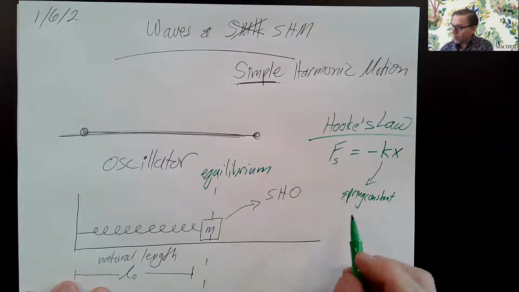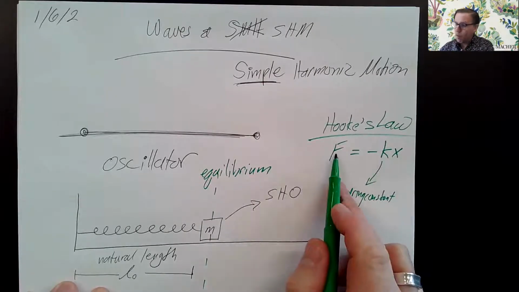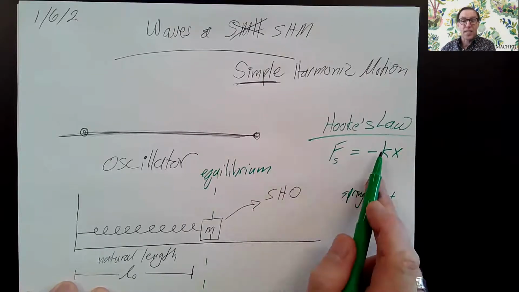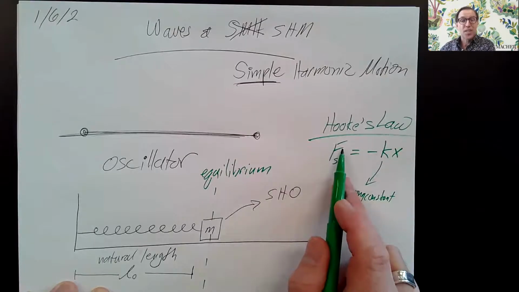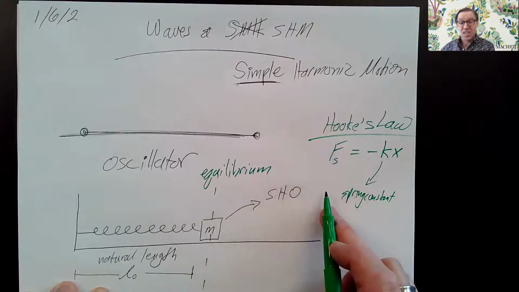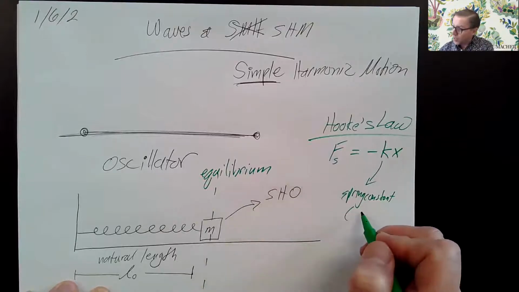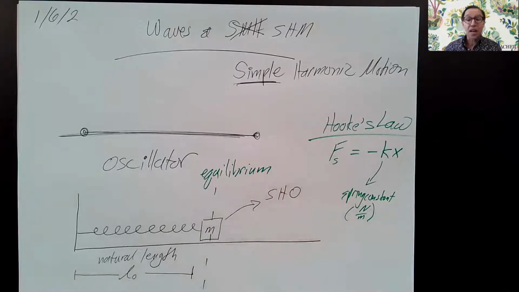If I were to solve this equation for K, I'd get F over X on the other side. So I can see that the spring constant is force divided by distance. So the unit for the spring constant is newtons per meter. A lot of newtons per meter is a stiff spring. Not so many newtons per meter is a really loosey-goosey spring.